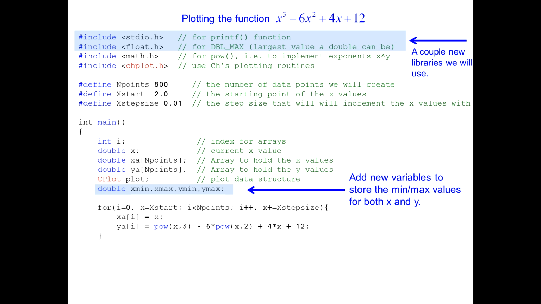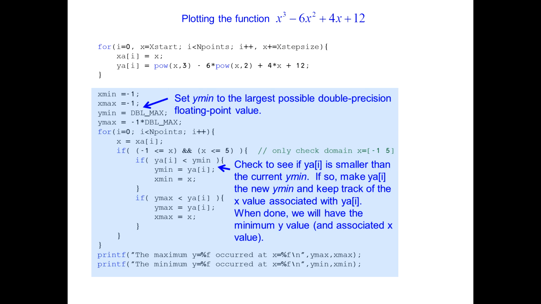Our for loop is the same because we're just generating the same points again. But once we're done generating the points, we now need to go through and find the maximum and minimum places. So here we are going to set x min and x max to be -1.